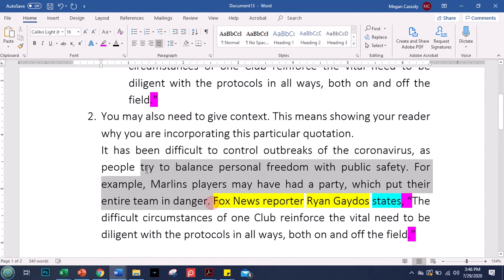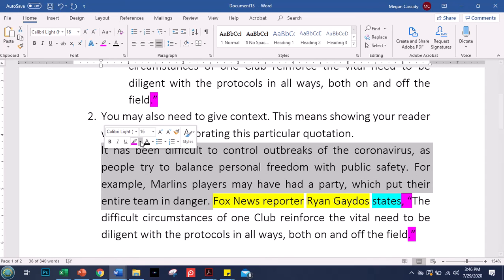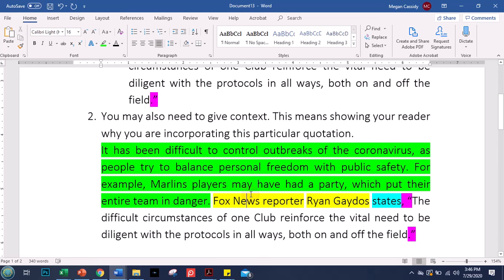Okay, so all of this is context. Put it in green. Now, I understand why the person would be including this quotation. It's difficult to control outbreaks of the coronavirus. People are trying to balance personal freedom with public safety. For example, Marlins players may have had a party which put their entire team in danger. Fox News reporter Ryan Gatos. I probably would have to have more information there, like in his article about the incident. I'll add that.